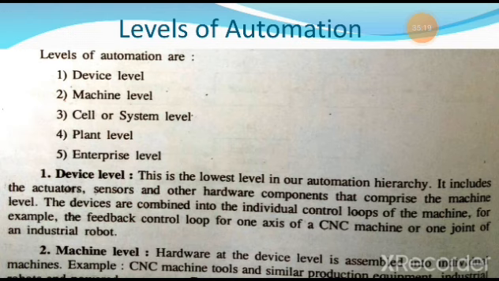If we want to build an industrial robot, one of its joints is used for picking up, loading or unloading a job. For that to happen, the joint has to be automated. It is as good as one of the devices of the entire robot, and that device has certain sensors which can do all this function. That is why it starts with the device level, and it is also called the lowest level of the automation system.